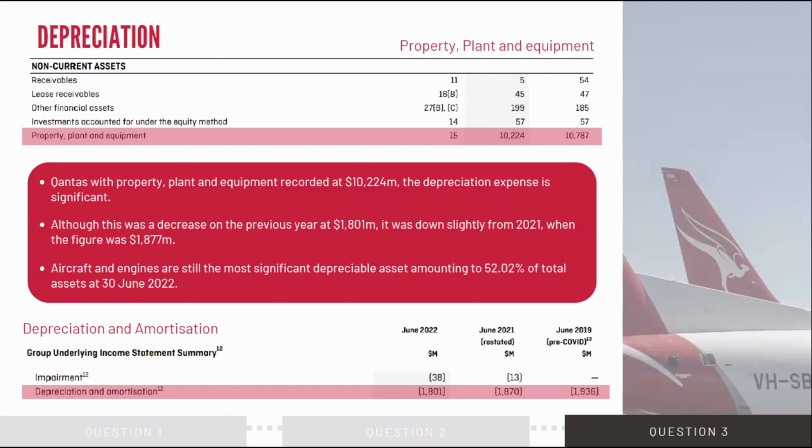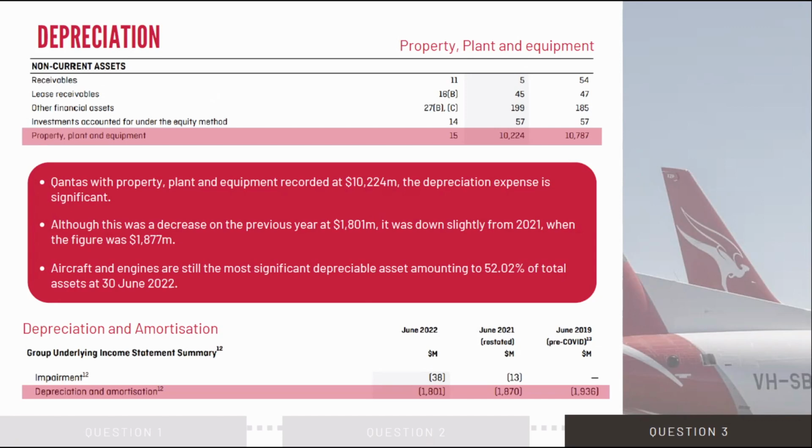So let's move on to the depreciation. Let's start with the property, plant and equipment of Qantas. It is recorded at 10,000 million. As we can see from the table, although the depreciation of 2022 decreased from the previous year at $1,800 million, it was down only slightly from 2021 when the figure was 1,872. So aircraft and engines are still the most significant depreciable asset, amounting to 52.02% of total assets at June 2022.